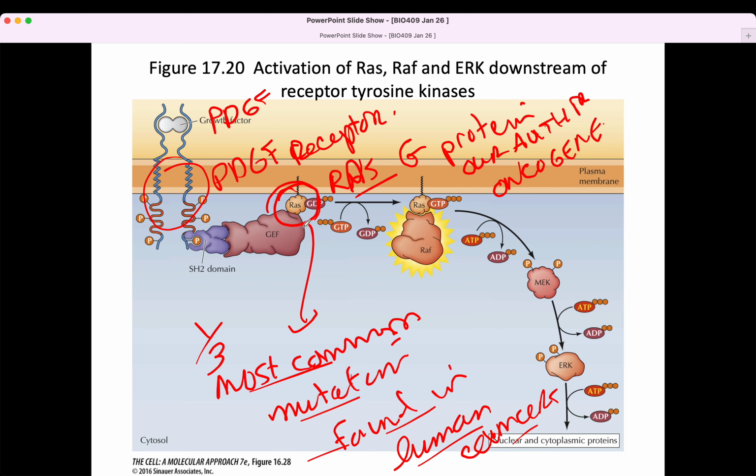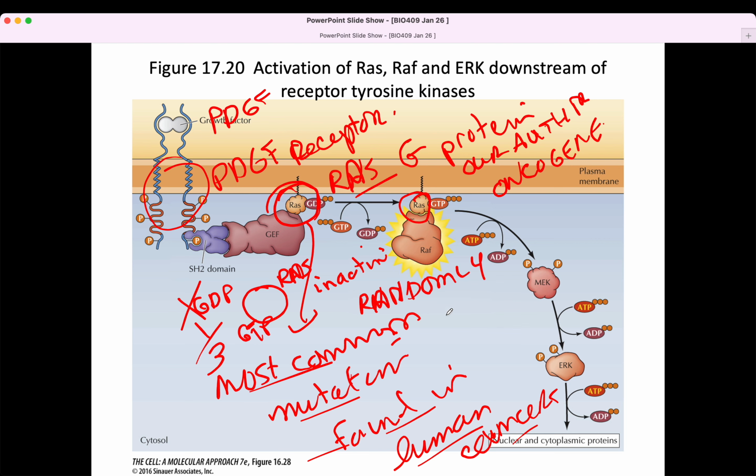RAS is called a G protein because RAS protein is always bound by either GDP, and it's inactive, or when the PDGF receptor or another type of receptor activates it, the GDP is let go and the RAS is bound to GTP. And then the RAS stays active, so now it's active with GTP, stays active until it randomly hydrolyzes, it randomly breaks GTP down to GDP.